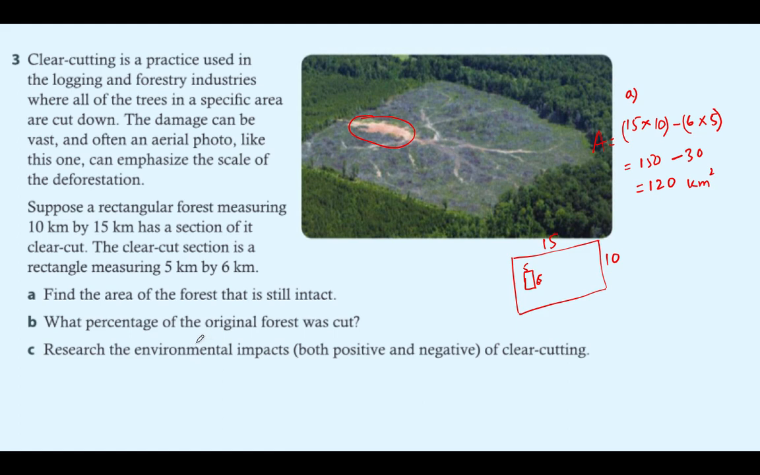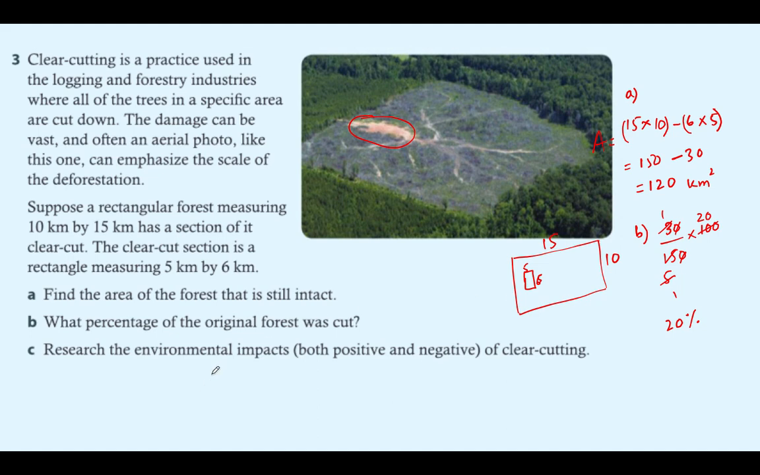Now part B is, what percentage of the original forest was cut. So originally we know that it was 150 kilometers squared and the portion that is cut is 30. So 30 kilometers squared has been cut out of 150 kilometers squared, times 100 to convert into a percentage. When you simplify, 0 and 0 cancel, 3 ones are 3, 3 5s are 15, 5 ones are 5 and 5 2s are 10. So 20%. 20% of the area has been cut.